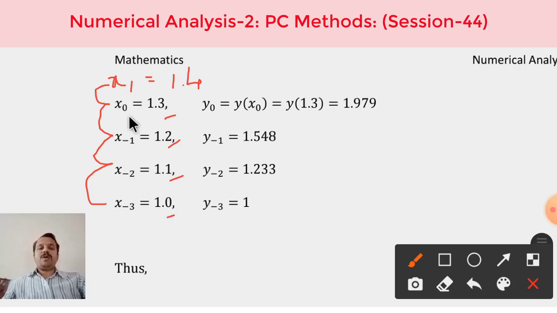So correspondingly what values have been given, we have that list also. The value of y at 1.3, that is actually y naught, because it corresponds to x naught. This is given as 1.979. Similarly, y minus 1 is 1.548, y minus 2 is 1.233, y minus 3 is 1. So we have this list of values.